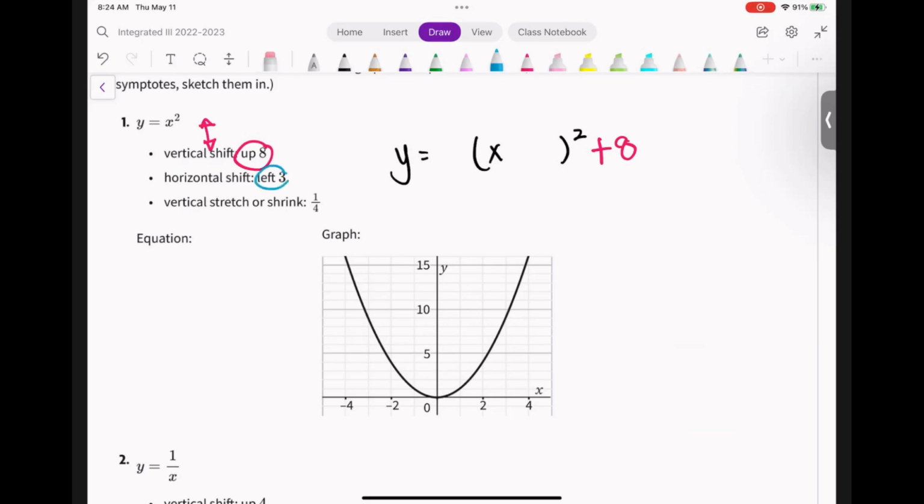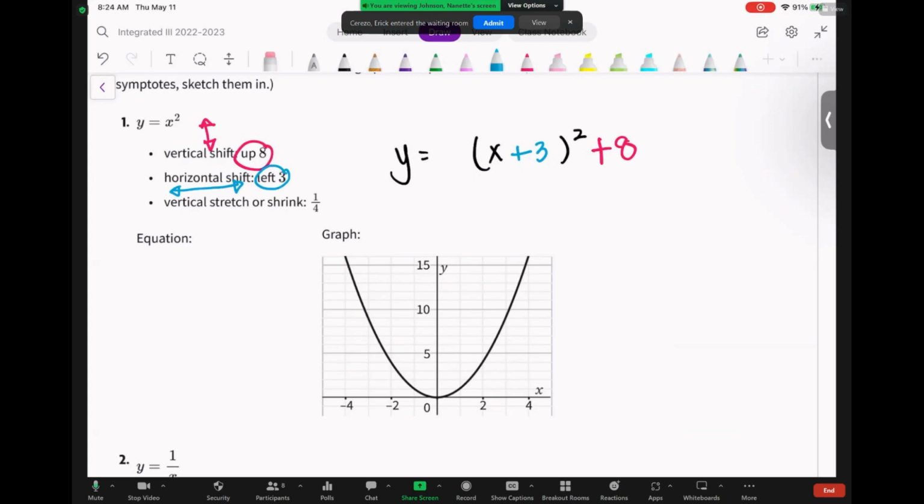Similarly, this left 3, which is a horizontal shift, goes right and left. So you should be taking that 3 and have it affect the x before you square it. Okay. So the only problem is in X land, it's always backwards. So you think left, you're like, oh, that means minus. But in X, we live in backwards land, so we actually put plus. So I'm going to say that again.